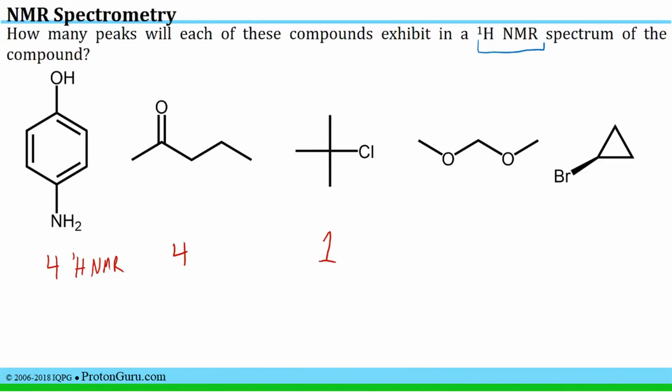If we take a look at the 4th molecule and fill in its protons, we have these sets of protons, and there is a plane of symmetry cutting through this molecule. These 2 H's are equivalent to one another.